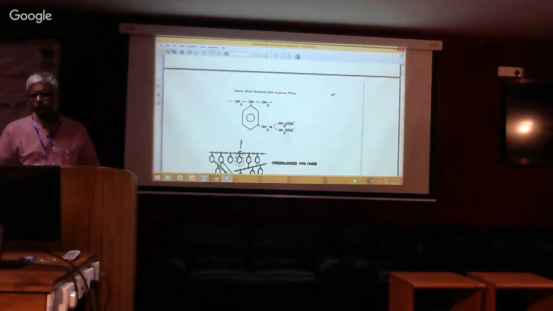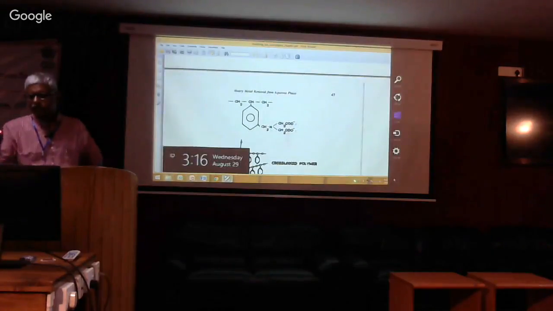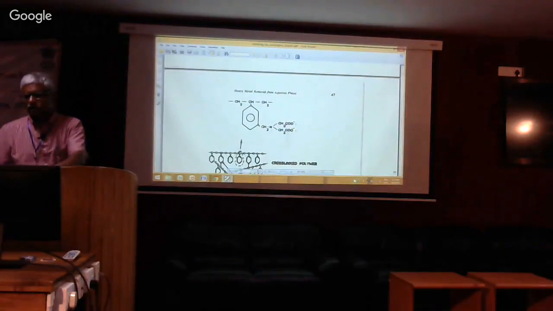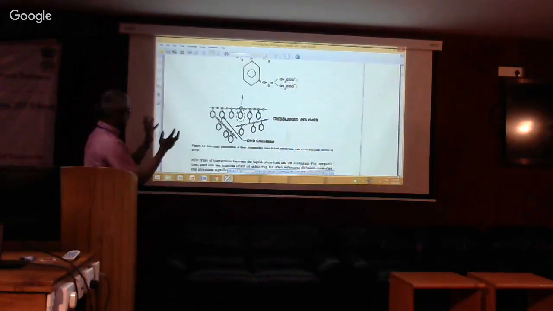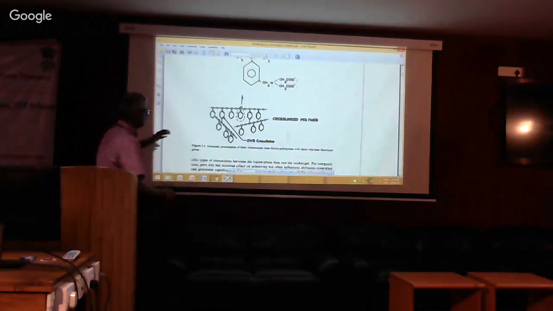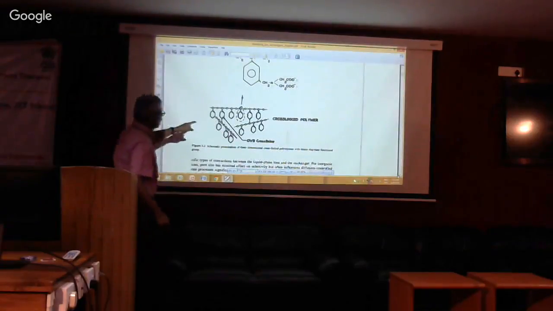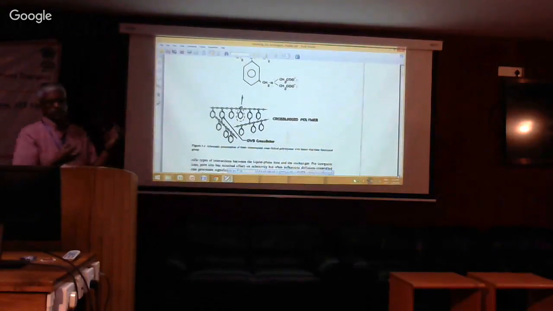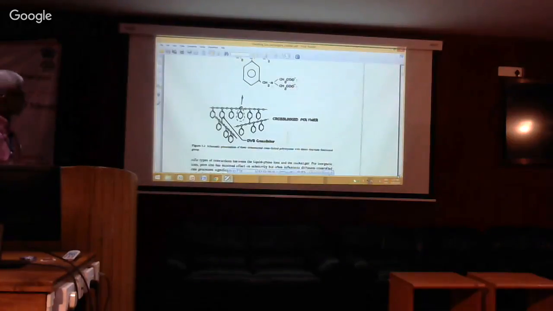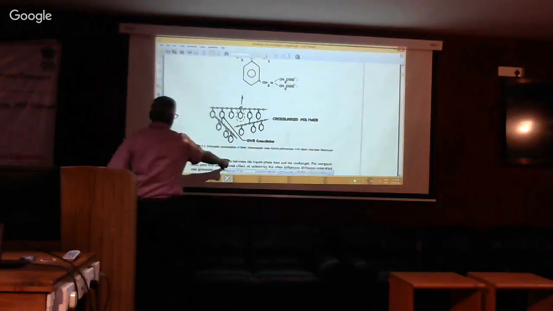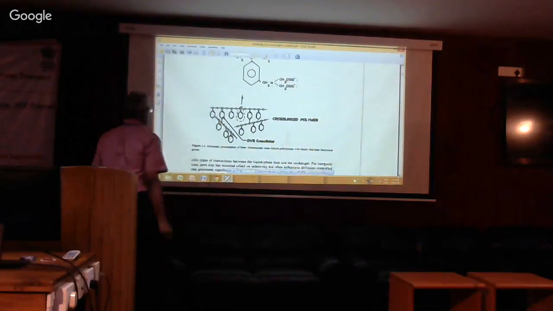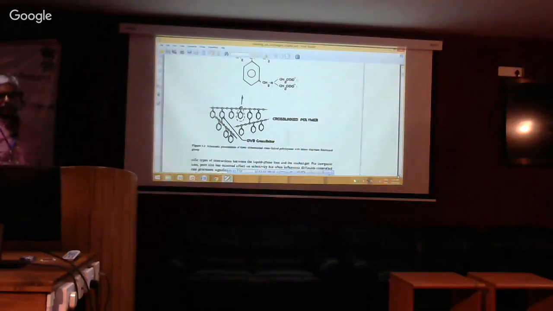Okay, so as I was saying, the cross-linking plays an important role because cross-linking is the one that provides this 3D rigidity. So you have this linear chain. Now, to bind these linear chains, you need this cross-linker. So you have this linear chain, you have this linear chain, and you have this cross-linker, divinyl benzene, for example.